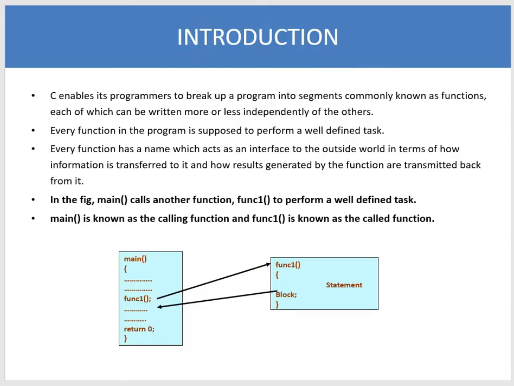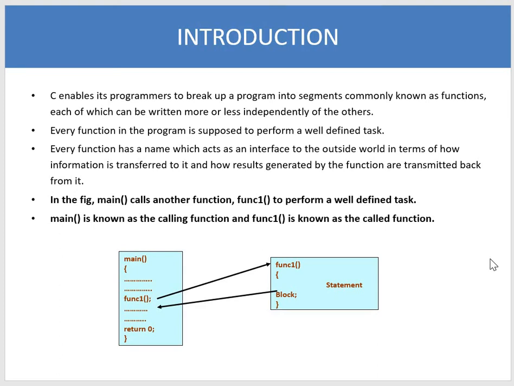C enables its programmers to break up a program into segments, commonly known as functions, each of which can be written more or less independently of the others. Every function in the program is supposed to perform a well-defined task. Every function has a name which acts as an interface to the outside world in terms of how information is transferred to it and how results generated by the function are transmitted back from it.